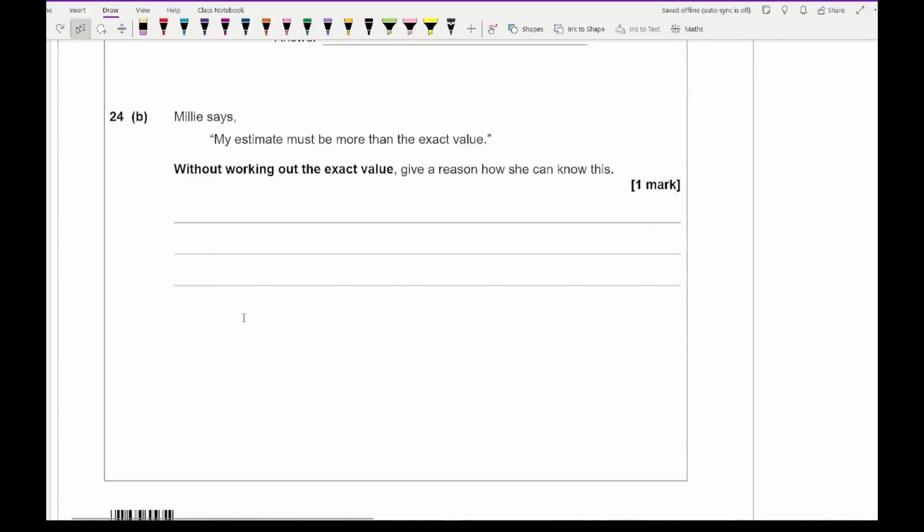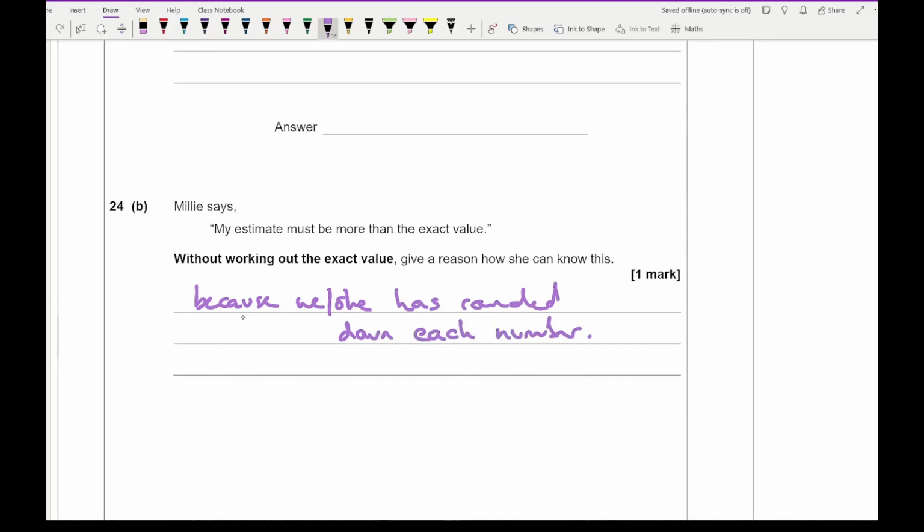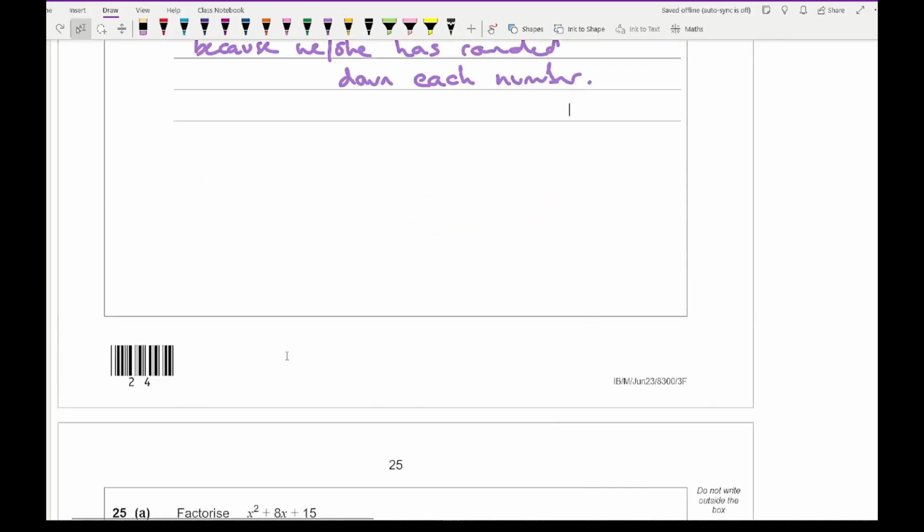Moving on to 24b, it says Millie says my estimate must be more than the exact value. Without working out the exact value, give a reason how she can know this. The reason she knows this is because she has rounded down each number. So she's used a number that's smaller. Even writing that she's used smaller numbers in the estimation calculation would be absolutely fine for the 1 mark.